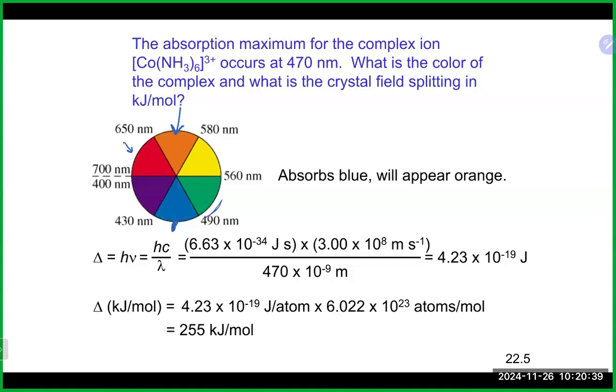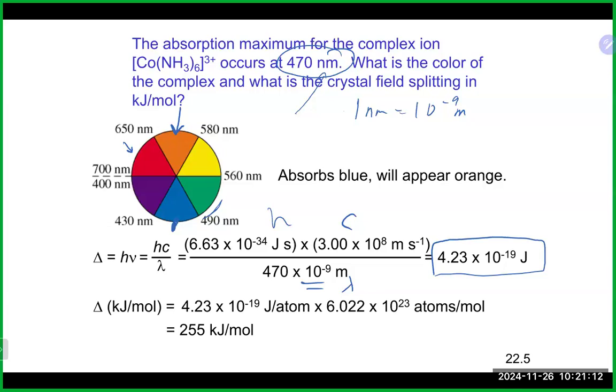To calculate the crystal field splitting, it's really the same equation. We can use hc divided by the wavelength. Since we have the wavelength given to us, we have to convert our nanometers into meters. In 1 nanometer, there's 10 to the minus 9 meters, so we can do our conversion there. That is our h, that's our c, and that is our wavelength in meters. That will give us the energy associated with that wave. And we want to know what it is per mole. So this is basically joules per atom.